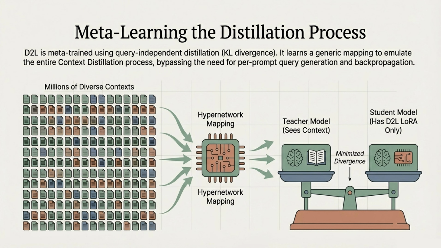You might be wondering, how did we train this hypernetwork in the first place? Through metalearning. We meta-trained D2L across millions of diverse contexts using query-independent distillation. Essentially, the hypernetwork learns a generic mapping to emulate the entire context distillation process in one go. We do this by minimizing the KL divergence between a teacher model that can actually see the context and a student model that only has our D2L LoRA adapter. This brilliantly bypasses the need to generate per-prompt queries and run slow backpropagation when you're actually using the model.